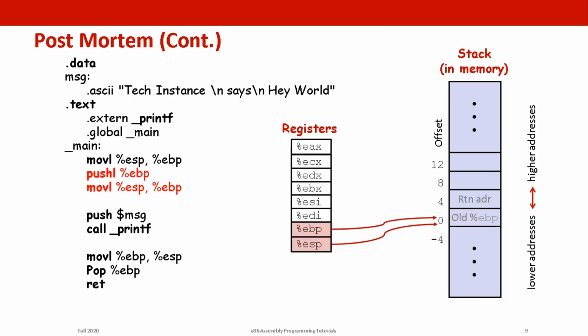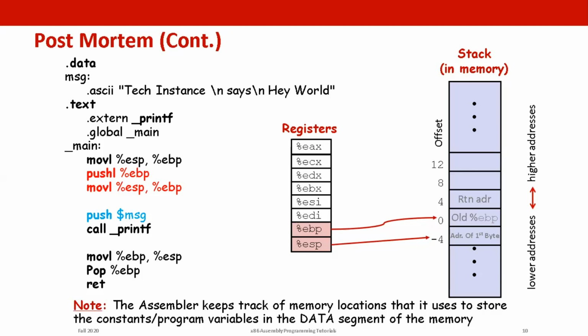Now when we push our message onto the stack, we are actually pushing the address of the first byte of the vector of bytes, that is our string, the label MSG. It is important to realize that the assembler is a translation program. It keeps track of the memory locations that it uses to store the translated constants and program variables in the data segment of the memory. That is, the assembler knows the exact memory location that the next translated item will go in the data segment. For example, when the assembler finds a label such as MSG, it equates the label to a memory location where it will jump to when required.